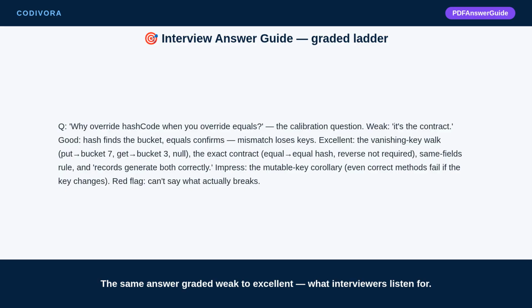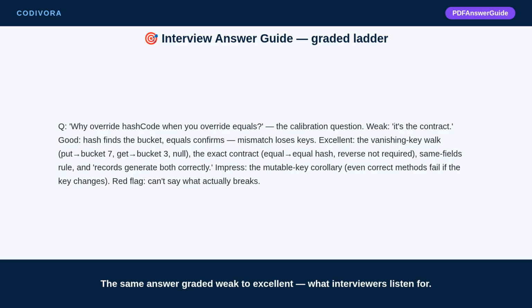Question: Comparable versus Comparator? Weak: both compare. Good: internal one order versus external many orders. Excellent: plus Comparator works on types you can't modify. The fluent comparing then thenComparing API, the subtraction overflow trap, and consistency with equals for TreeSet correctness. Red flag: compareTo via a minus b.